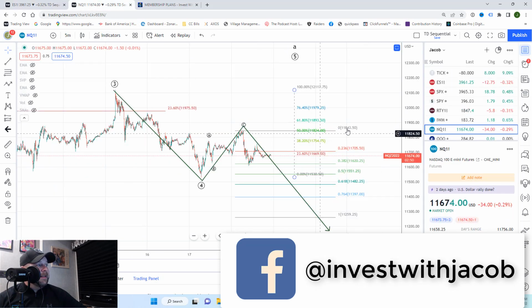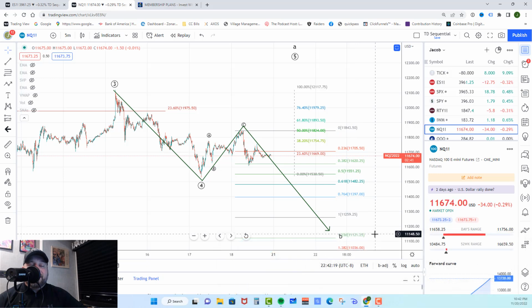Over on the NASDAQ, the key level is 11,980. Above that, they can push it higher towards that 12,300 level. However, as long as we're below that, we are looking at that 11,100 area to complete the move down, and then a rally up towards 13,000.